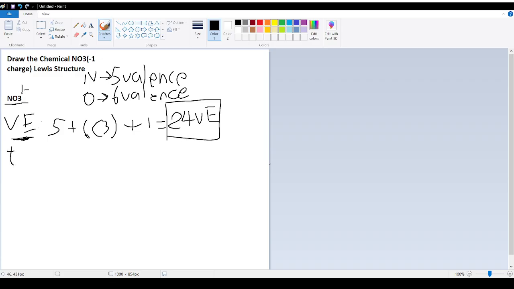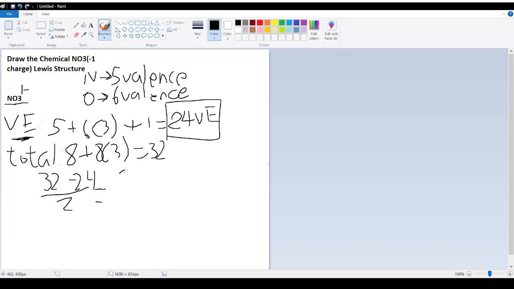Next, I'm going to find the total needed electrons. Since both nitrogen and oxygen are past period 3, their total is best to be 8. So 8 plus 8 times 3 is going to be 32. I'm going to do 32 minus 24, divided by 2. That's 8 divided by 2, which is 4 bonds in total. I'm also going to leave some space for the final drawing. The reason there are 4 bonds is that a line has two dots on it, so divide by 2.